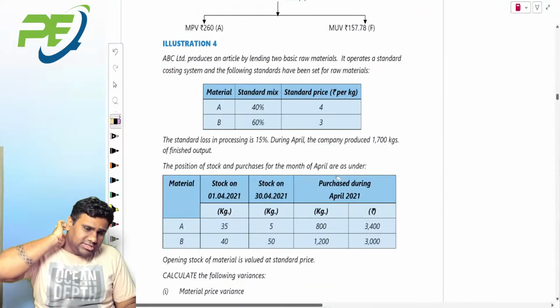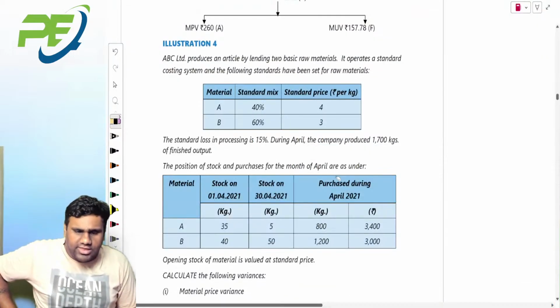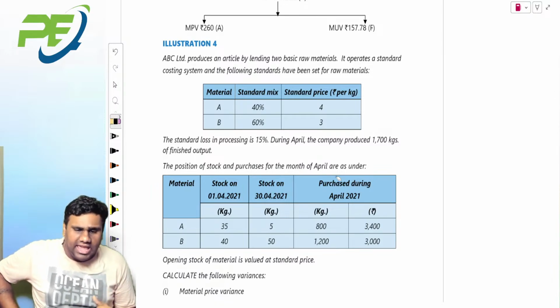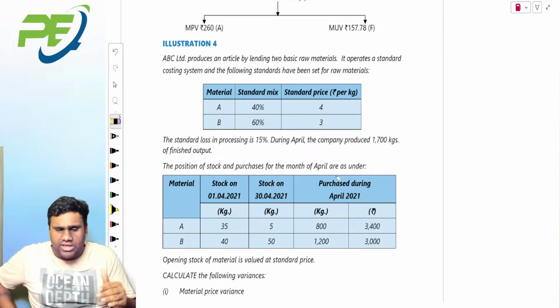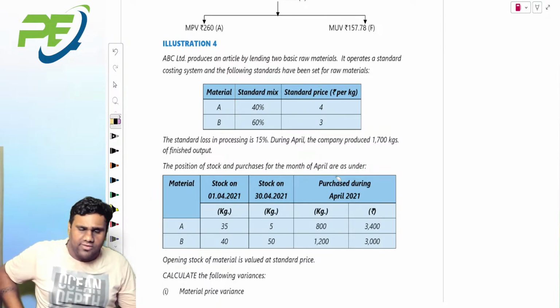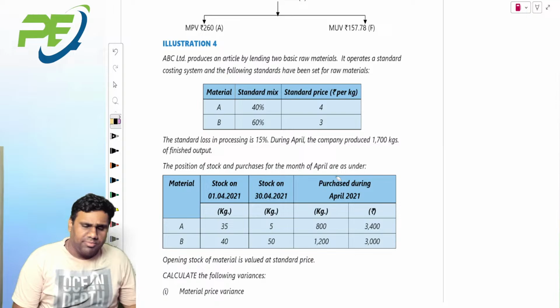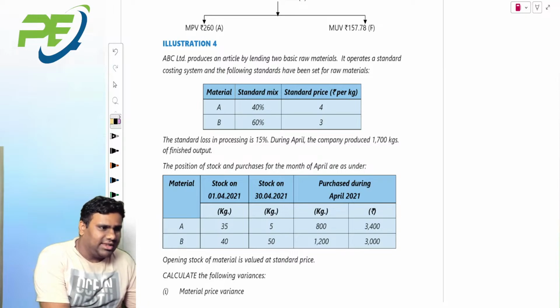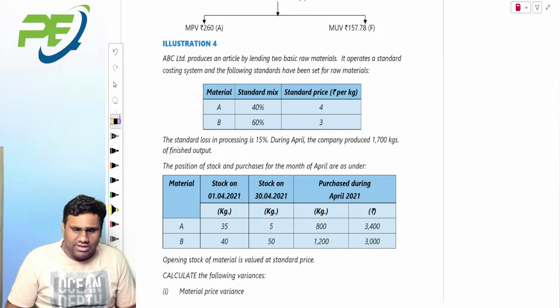Then the position of stock and purchases for the month of April are as under. So for material A and B, opening stock, closing stock and purchases are given. Opening stock of material is valued at standard price. Calculate material price variance, usage variance, yield variance, etc. All the variances we will calculate.